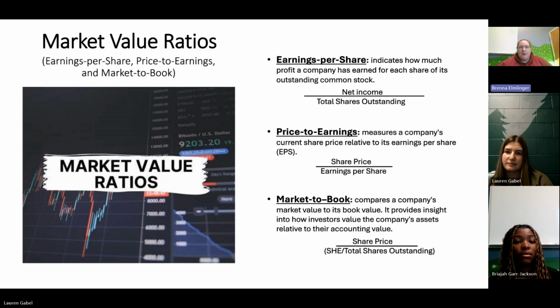The next slide will be market value ratios. These are financial comparisons of the company's stock price to its performance using these ratios: earnings per share, price to earnings, and market to book.